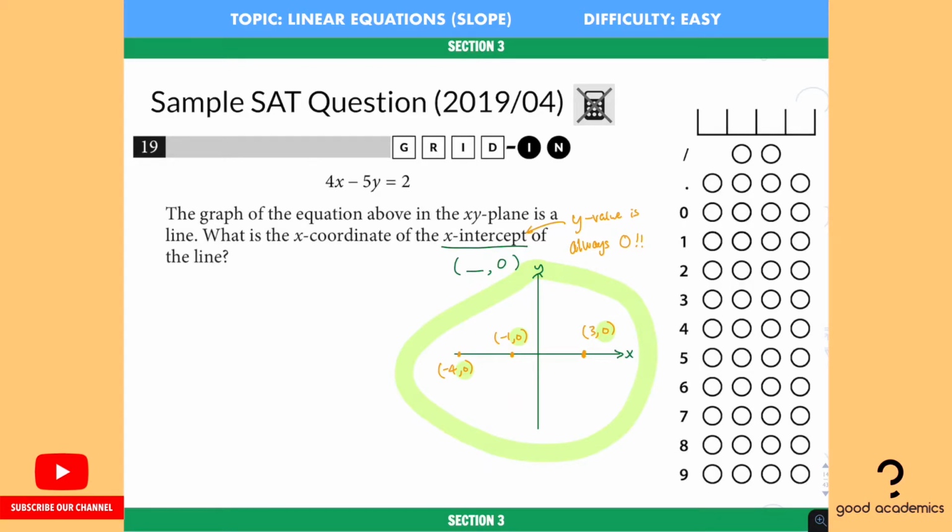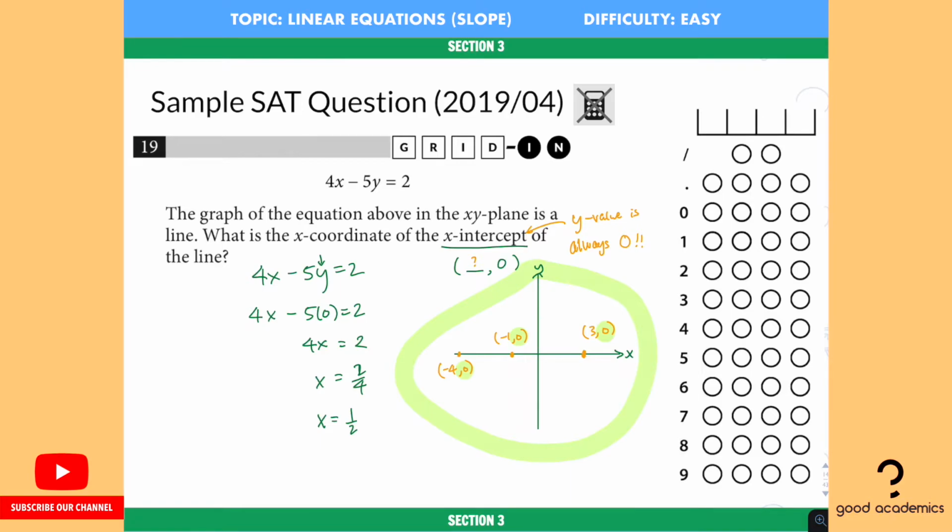You don't need memory to actually know the answer. So now we say, all right, what is this blank right here, the x value? Well, the question tells you the equation, 4x minus 5y equals 2, and you've got the y value already, because the y value is 0. Then you just go ahead and substitute: 4x minus 5 times 0 is equal to 2. 5 times 0 is 0. So you just have 4x equals 2, and x equals 2 over 4, which is 1/2. Now make sure you reduce it.